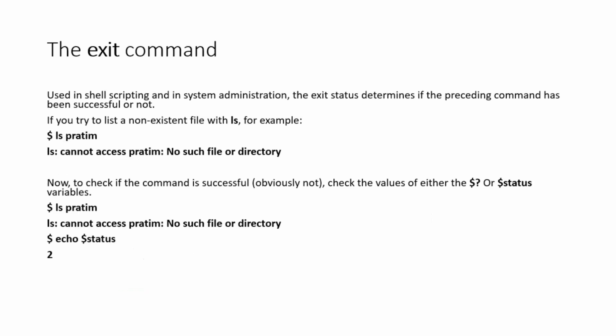Let us study the exit command, which is used in shell scripting and in system administration. The exit status determines if the preceding command has been successful or not. If you try to list a non-existing file with ls, for example, ls space prathim, you get an error message: ls cannot access prathim, no such file or directory. Now, to check if the command is successful, obviously not, check the values of the special variable $? or $status. Anything other than zero exit status is an error. In this case, it is 2.